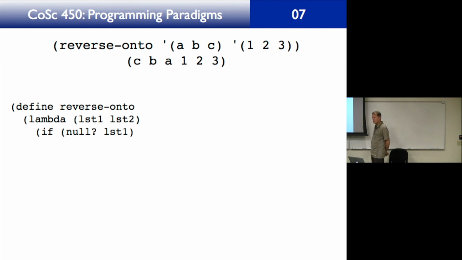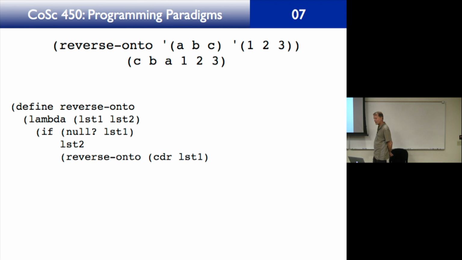And in that case, what do you return? This two. Very good. Otherwise, what do you return? The reverse onto of the cdr of the list 1 and the what? Now, can you write this? Can you code this? Cons.